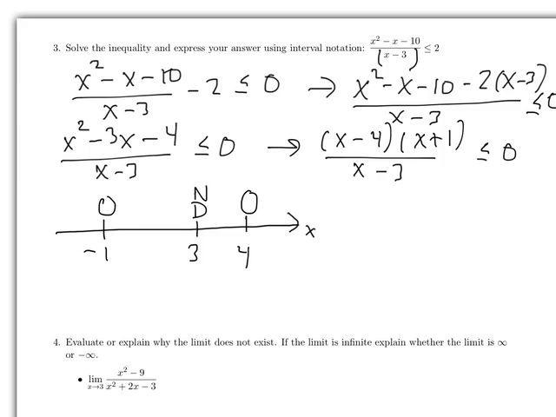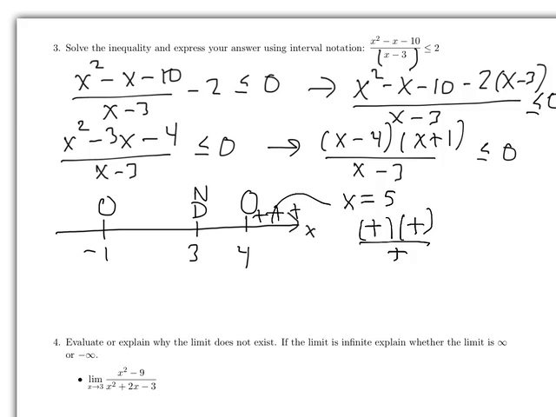So from the interval from 4 to infinity, I'll check x equals 5. So if we plug 5 into our expression, 5 minus 4 is positive. I don't actually care what the exact value is. I just want to know the sign. 5 plus 1 is positive. 5 minus 3 is positive. Positive, positive, positive. So at x equals 5, the expression is positive. Therefore, everywhere to the right of 4, the expression is positive.